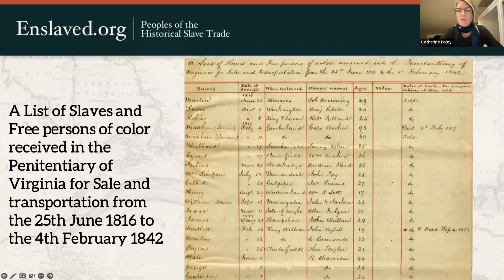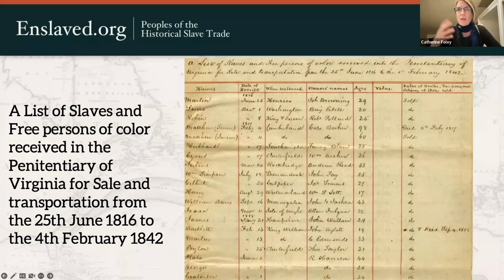So this is the enslaved.org recommended practices document, which includes guidelines and suggestions for extracting data from historical documents, such as this one from the Library of Virginia. The title is drawn directly from the document itself. This is a list of slaves and free persons of color received in the Penitentiary of Virginia for sale and transportation from 25th June 1816 to 4th February 1842.